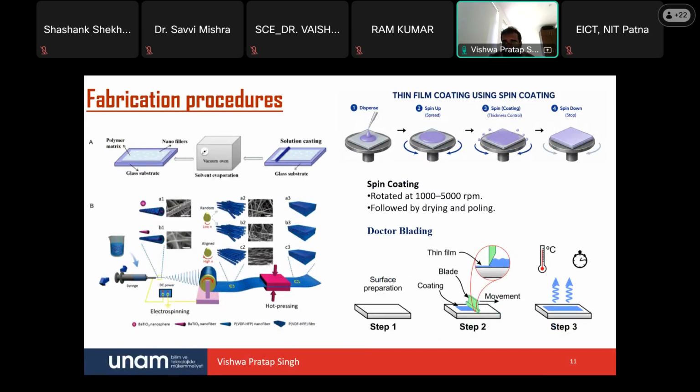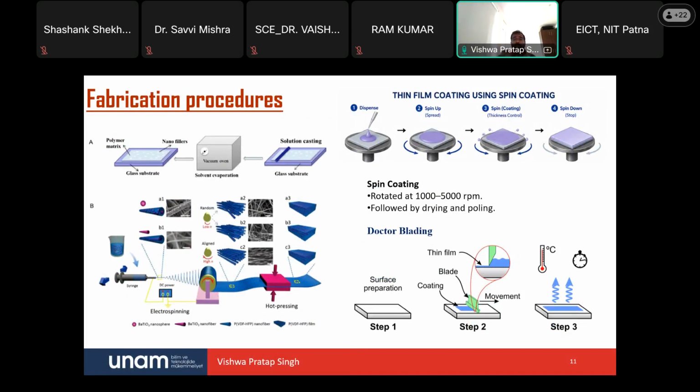Regarding the fabrication process, we have a lot of techniques that people use to fabricate. Let's say we have this very basic solution cast process. In the solution cast process, they use the polymer, because I'm talking about flexible electronics, so obviously we will talk about polymers. So we have these polymers.